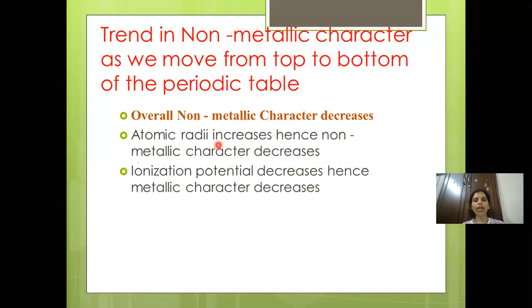There are two factors. Atomic radii is increasing, that means electrons are moving away from the nucleus. As electrons are moving away from the nucleus, the non-metallic character decreases because the atom wants to accept electrons, but will have difficulty in accepting them. And IP also decreases because the nuclear pull is decreasing, so the energy required to pull that electron away is going to decrease, and hence the non-metallic character is going to decrease.